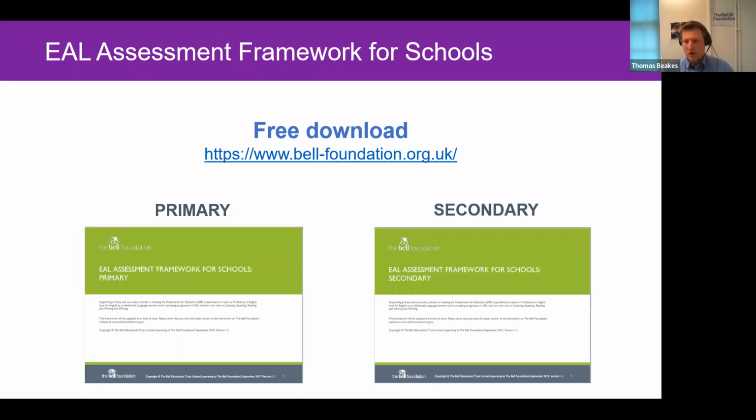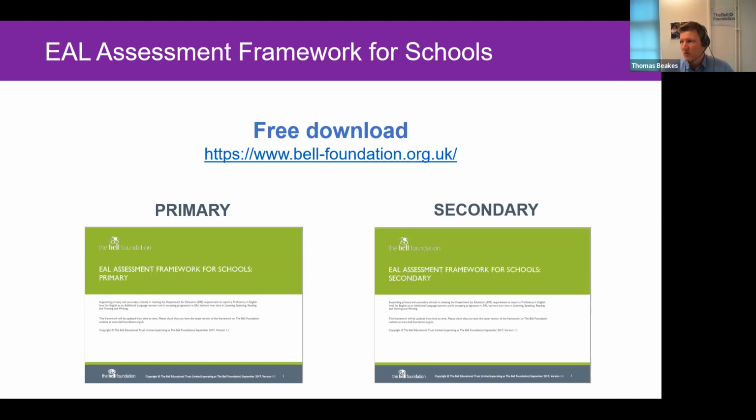I'm going to put up another quick poll now, because I just wanted to quickly explain a little bit about the EAL assessment framework for schools. I'll assume that many of you will be familiar with it. So if you could just put in the poll what your experience of using the assessment framework is.